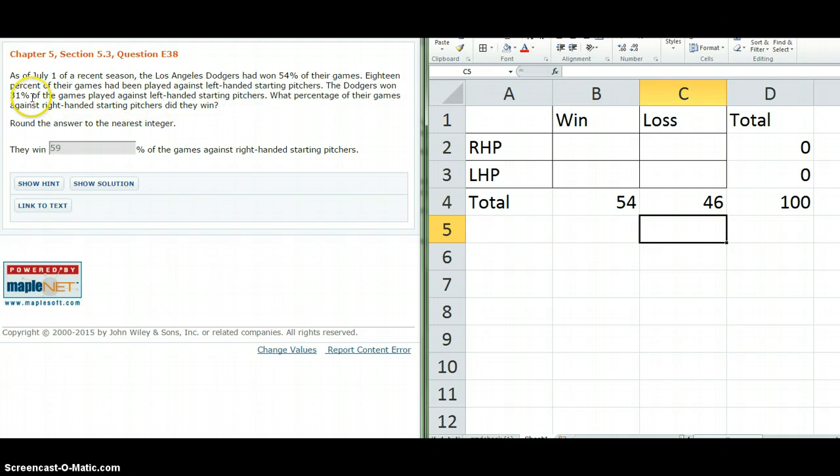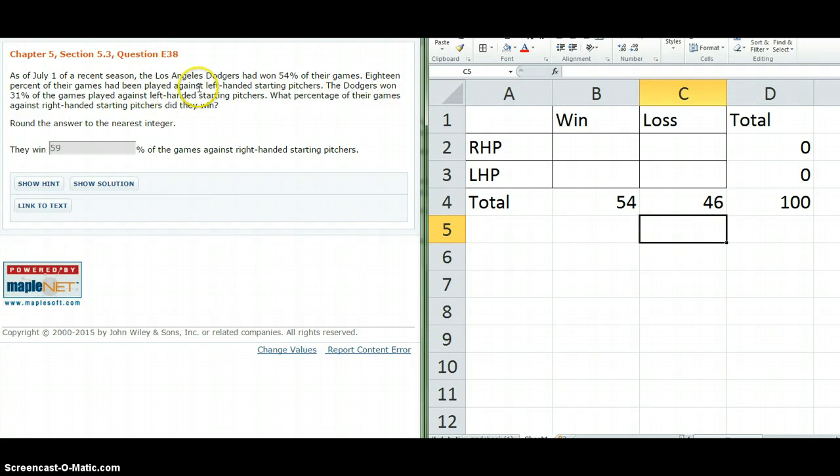But we have some more info here. We know that the Dodgers won 31% of the games played against left-hand starting pitchers. Okay, so against left-hand, in other words, this is a conditional statement. We're only looking at the left-hand pitchers category here. It says they won 31% of the games played against these pitchers. So we really need 31% of this number. Unfortunately, we don't know what that number is. Let's see. So we need to go back here.